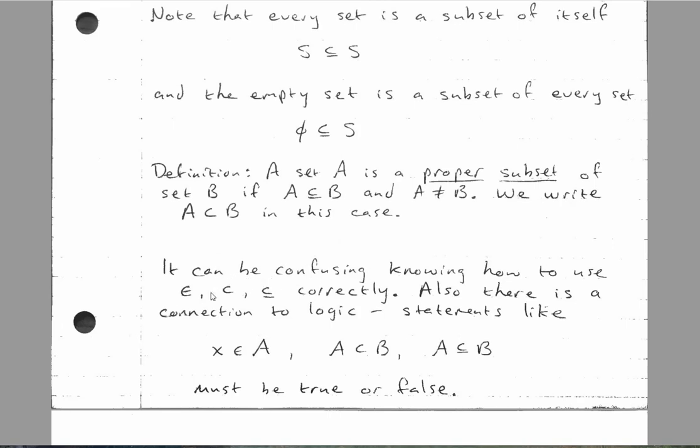Our notation's building up, and this can get confusing. We have this symbol, is an element of, this means proper subset, and this means subset. And here's a connection to logic. Statements like x is an element of A, or A is a proper subset of B, or A is a subset of B, if these statements make sense, they should be true or false. Only two options, again, just like less than or greater than.